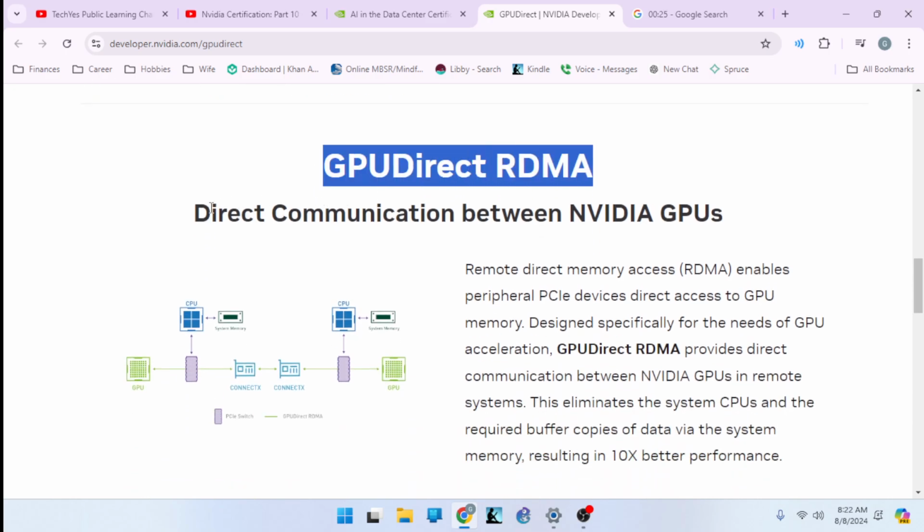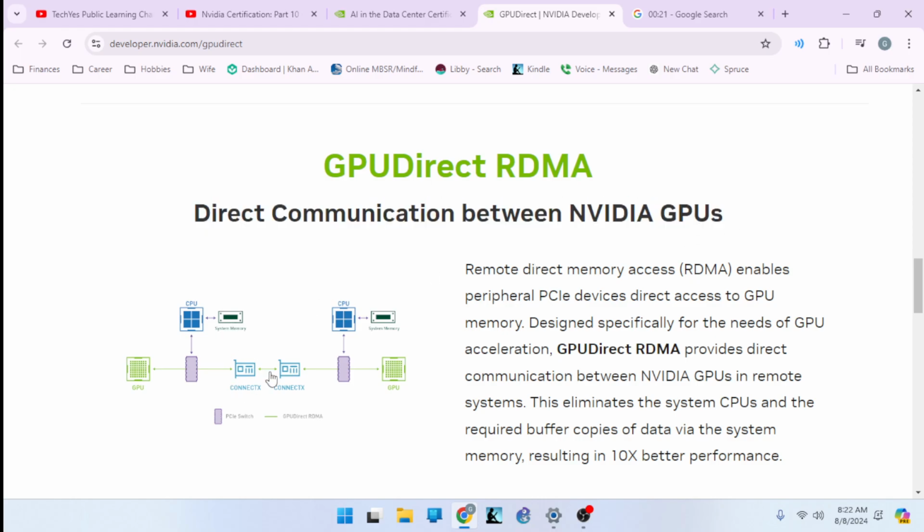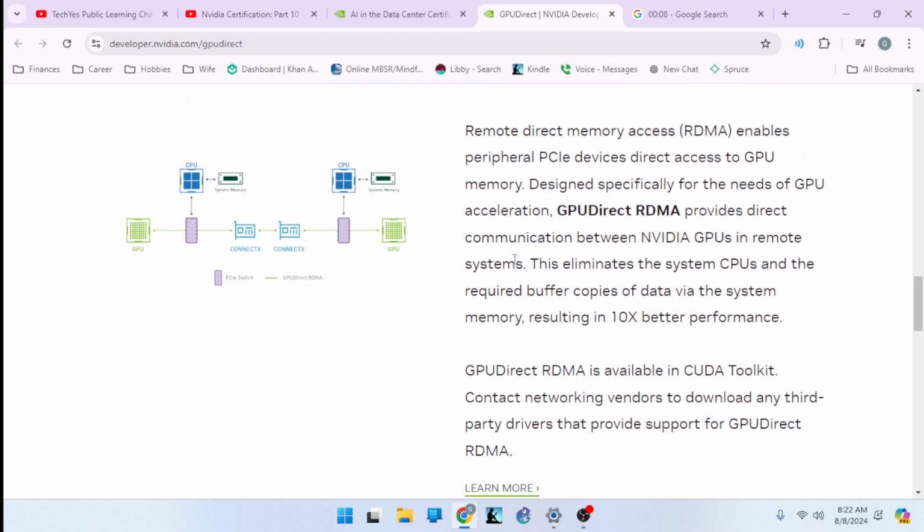GPU Direct RDMA, direct communication between NVIDIA GPUs. Remote Direct Memory Access (RDMA) enables peripheral PCIe devices direct access to GPU memory. Designed specifically for the needs of GPU acceleration, GPU Direct RDMA provides direct communication between NVIDIA GPUs in remote systems.